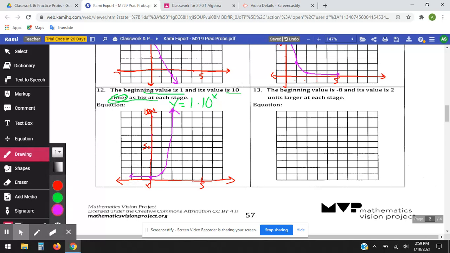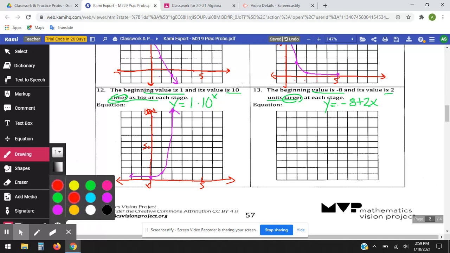And our last one. The beginning value is -8. The value is 2 units larger at each stage. So y equals -8. And if it's larger, we're going to add those 2 units that are repeating each time. So I'm going to draw mine a little more evenly this time, since we've got some negatives involved. And let's go ahead and count by 2's on the y's.